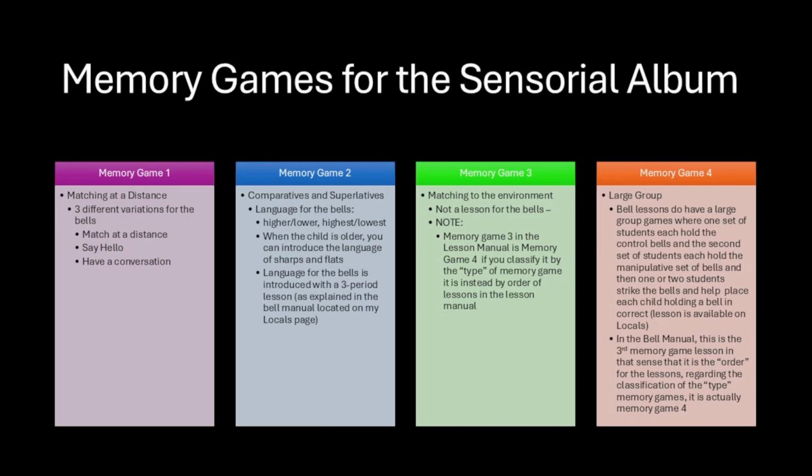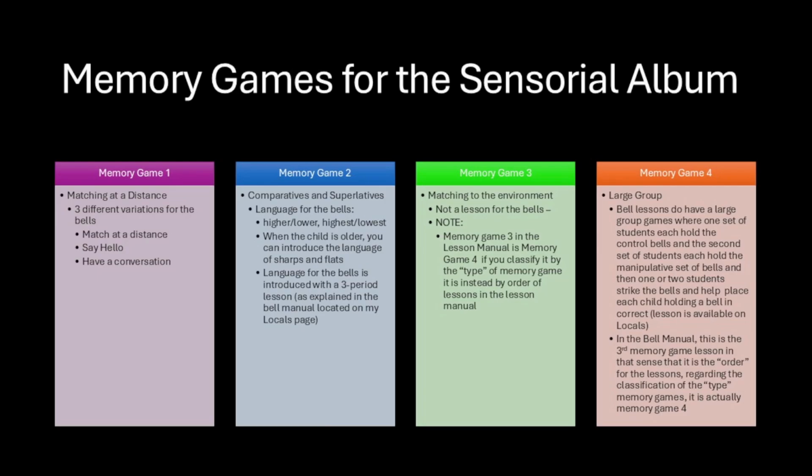When it comes to memory game 4, there is one for the bell lessons, and it is a large group game. So in this, we have one set of students each holding a control bell, and then there's a second set of students each holding the manipulative set of the bells, and then 1 or 2 students strike the bells and help place each child in order.